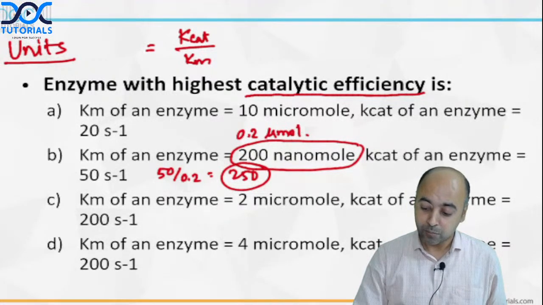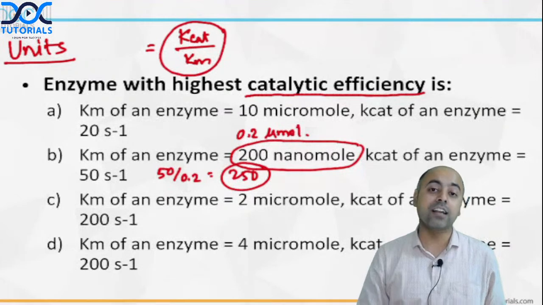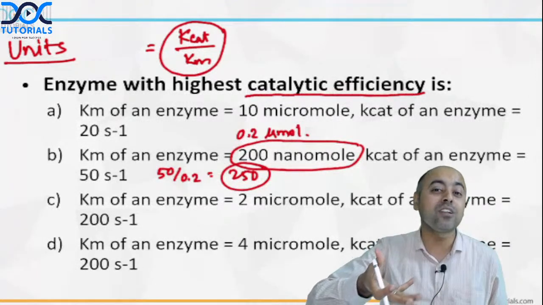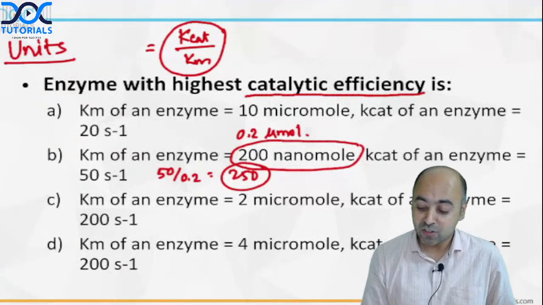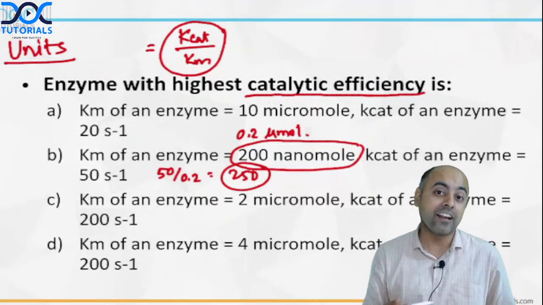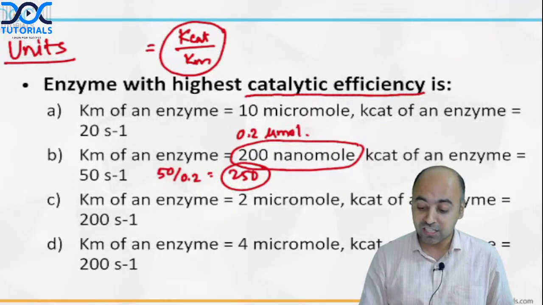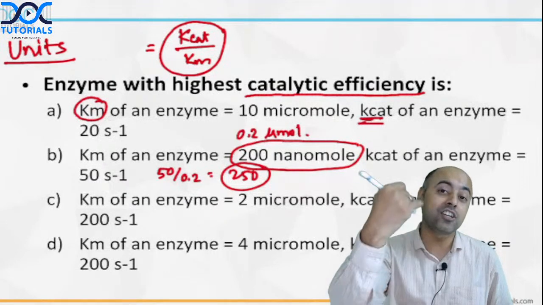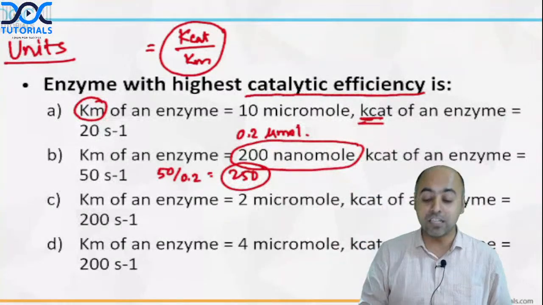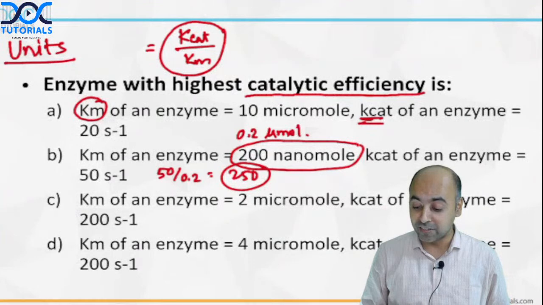Second aspect, make sure you write the formula correctly. If you write it upside down, then your answer will obviously be wrong. So you have to make sure that you're writing the formula correctly before you do the calculation. See, in the question, the second part is they've given the value of Km first and the value of Kcat later, whereas Kcat is in the numerator and Km is in the denominator.